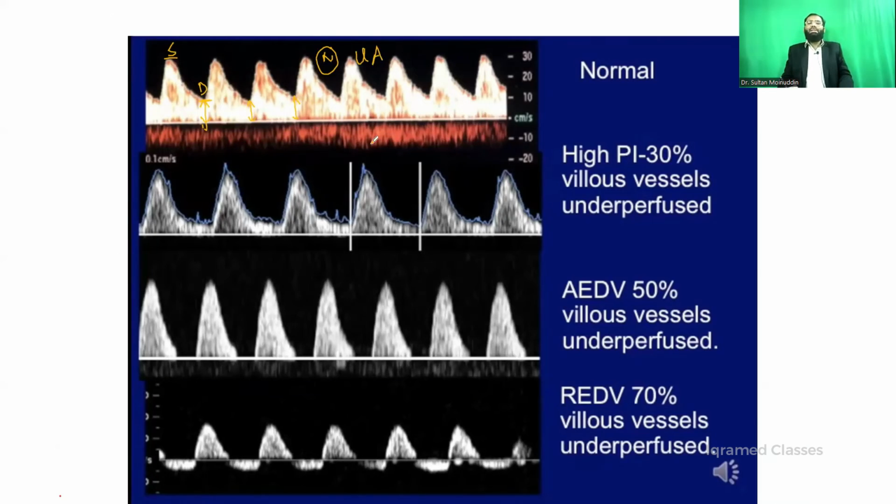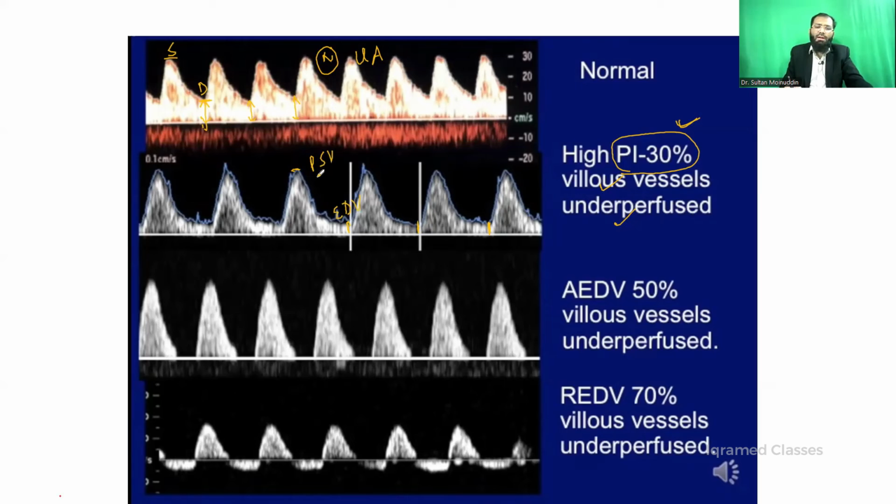Now, as the resistance increases, when the PI rises, so PI is what? It's an indicator of resistance, simple. Pulsatility index. So basically, it's an index of how pulsatile the vessels are. Or in short, if the PI increases, the resistance is increasing. So if the villus vessels are under perfused, you would find that the diastolic flow goes on getting down. See, this is getting down. So this is the initial indicator. So this is PSV, this is EDV.